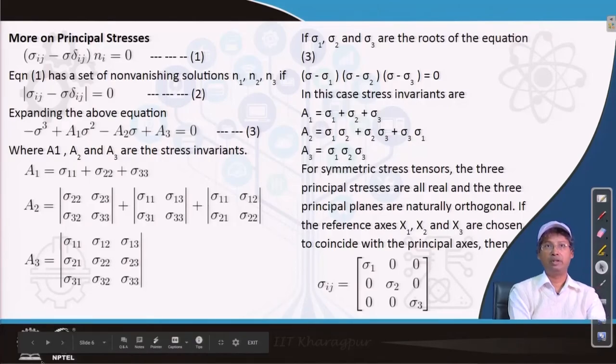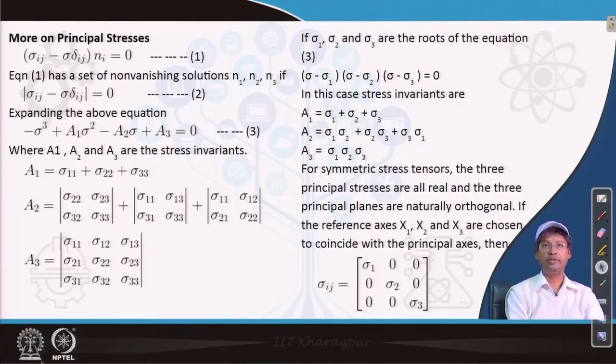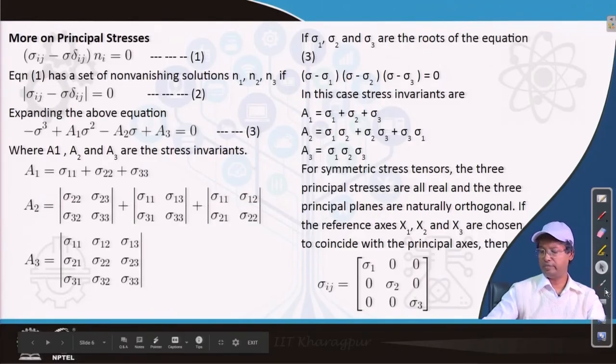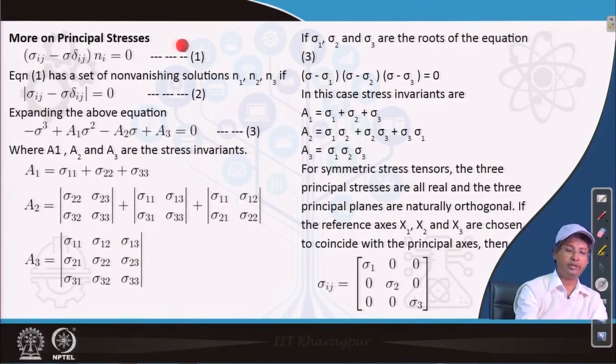So, we come back to the principal stress. Principal stress has been derived in two dimensions, and it has been derived in three dimensions also. And the equation we got at the end of the last class is similar to this. We said that for the non-vanishing solution of N1, N2 and N3, the determinant, if you have seen the previous lecture, that portion, sigma ij minus sigma delta ij, must be equal to 0.